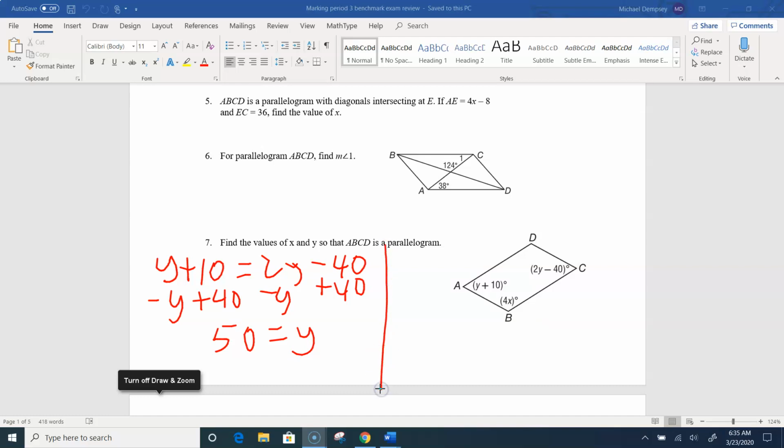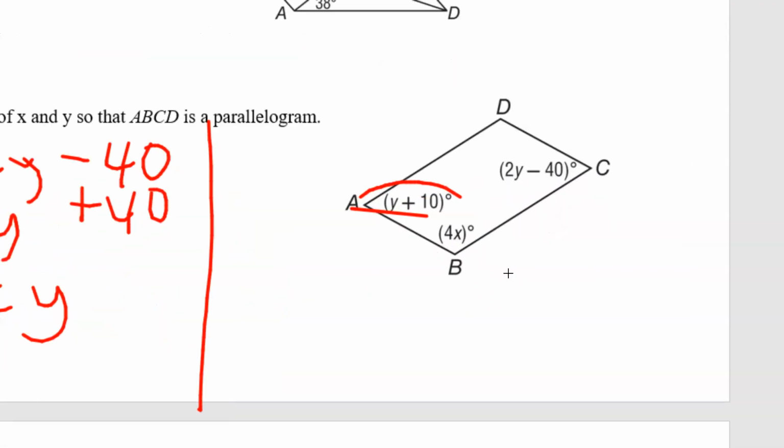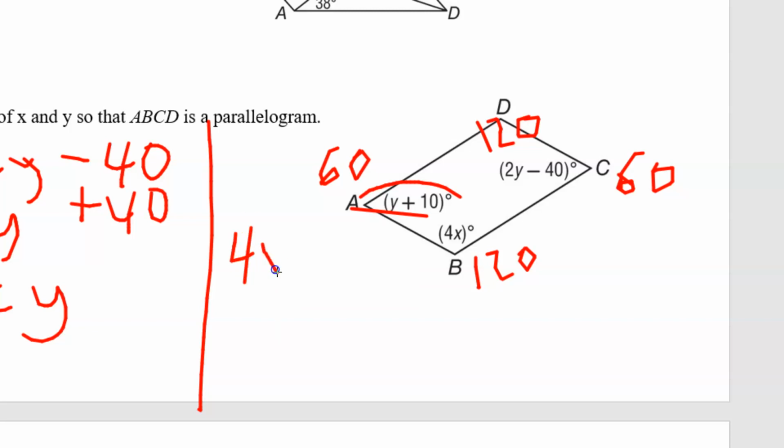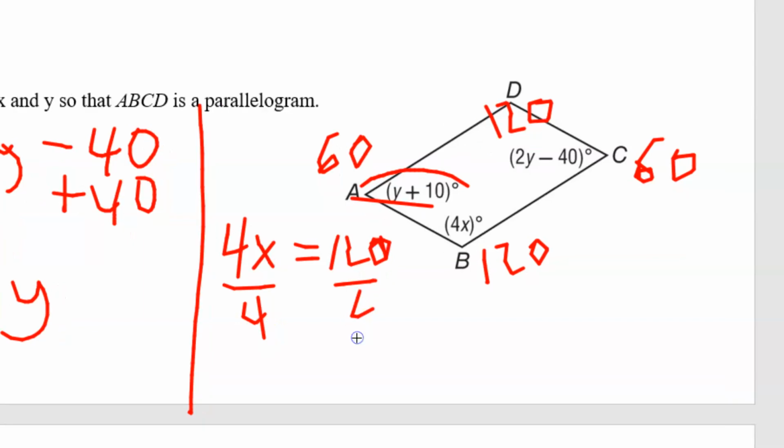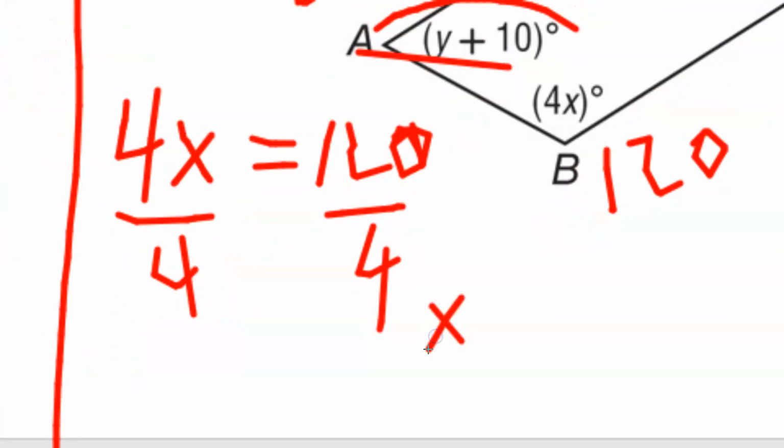Now, if I know that y equals 50, watch what I do next. If y is 50, this is y plus 10, right? So angle A is 60. Well, if angle A is 60, angle C is 60. And if this is a parallelogram, consecutive angles are supplementary, so these guys have to be 120 each, right? So I have a parallelogram that looks like this, 60s living across from each other, and then 120s living across from each other. So now we can easily get our x, because 4x is equal to 120. Divide by 4. And x is 30.